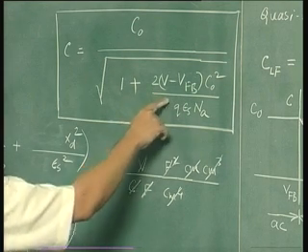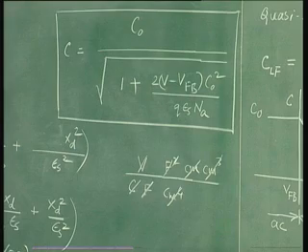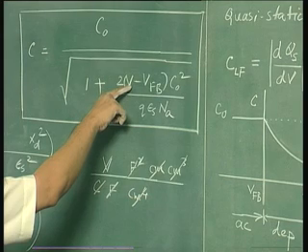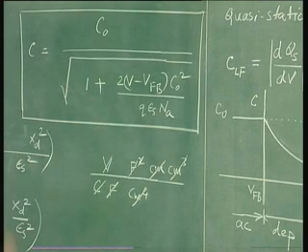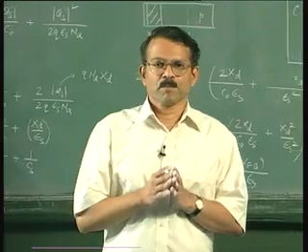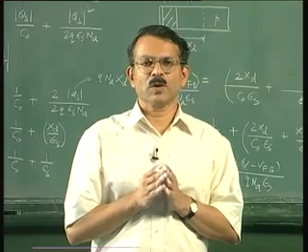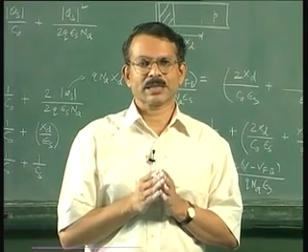From here we can also get the value of the capacitance at threshold. At threshold, all that you need to do is substitute Vt for this voltage V. Now this completes the capacitance versus voltage characteristics.